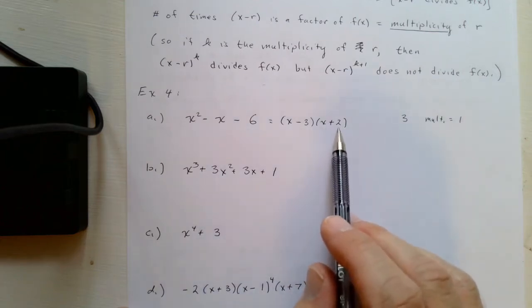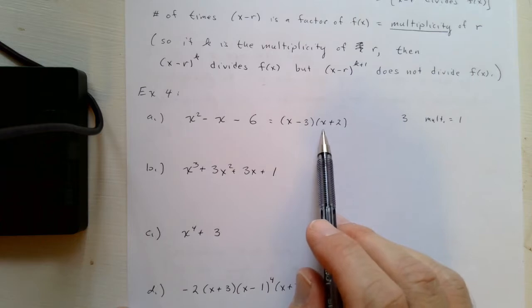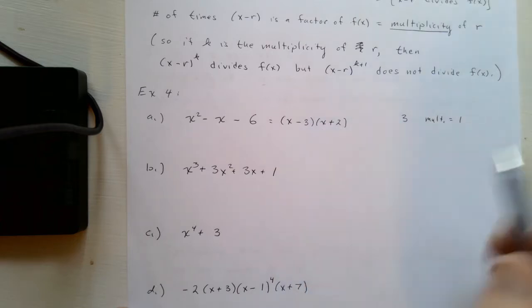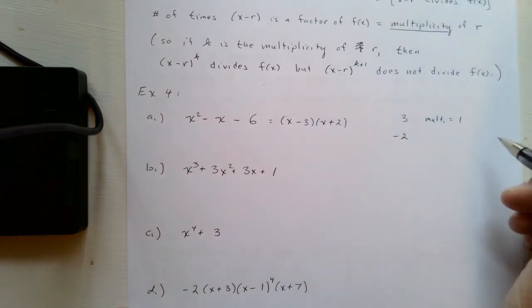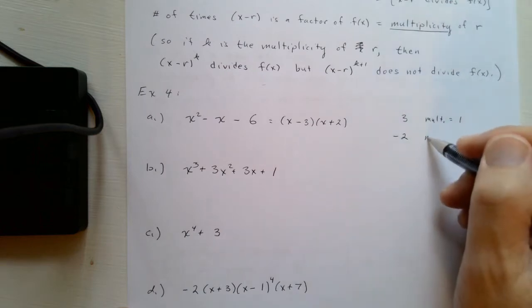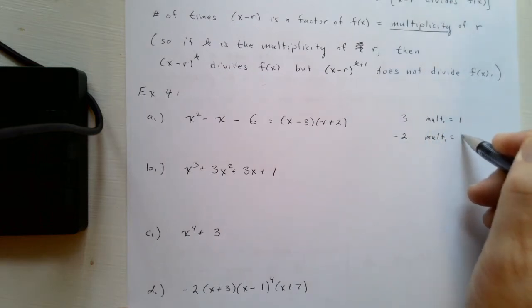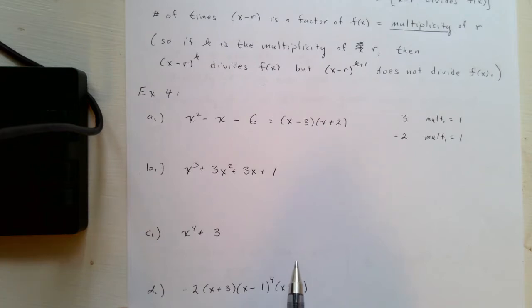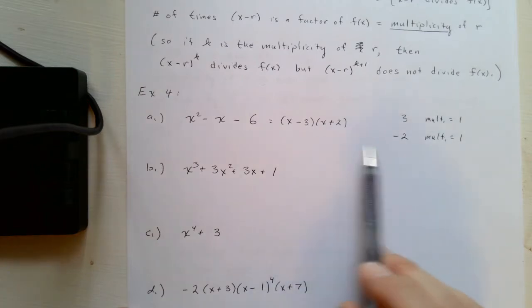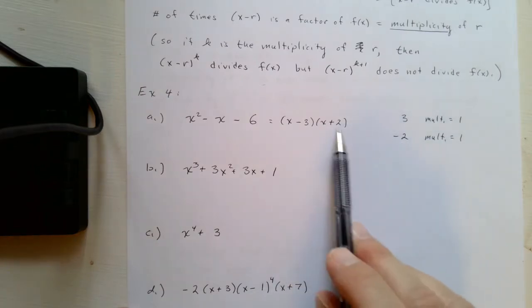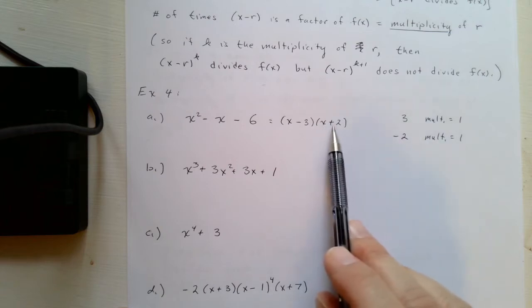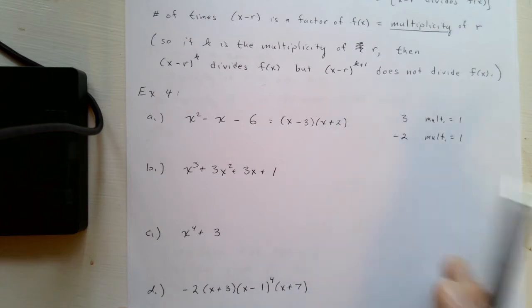x plus 2 is a factor. Well, that's the same thing as x minus negative 2. So negative 2 is the other 0, and that multiplicity is also going to be 1. Hopefully you see why it's negative 2 and not positive 2: it's because it's plus. If you plug 2 into here, you don't get 0.